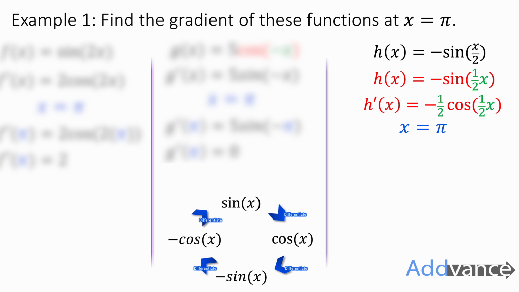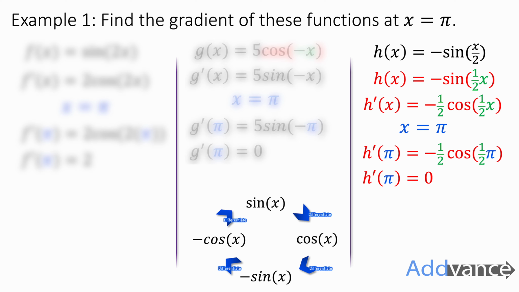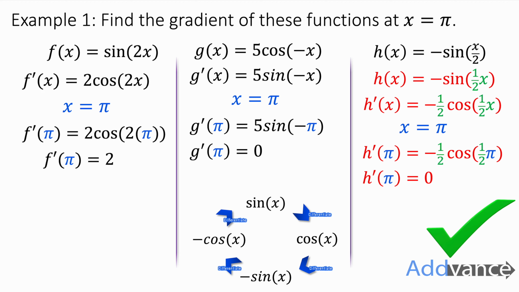Substitute in x equals pi. And when we type that into a calculator, we get h dash of pi is 0. So g of x and h of x both have turning points at x is equal to pi, which is interesting because the gradient is equal to 0. That's definitely a turning point.